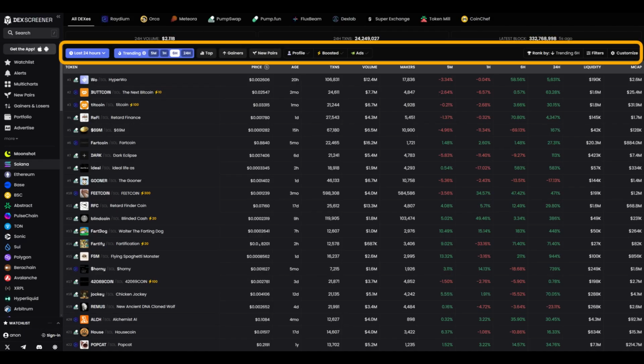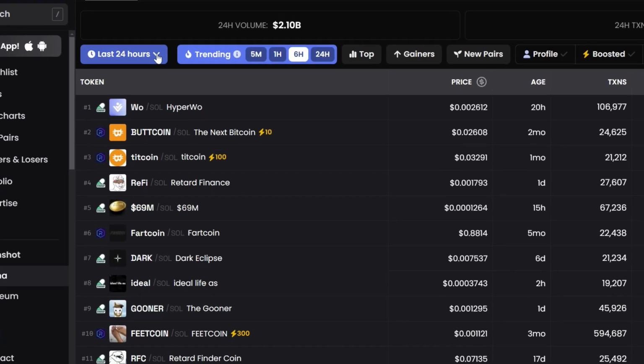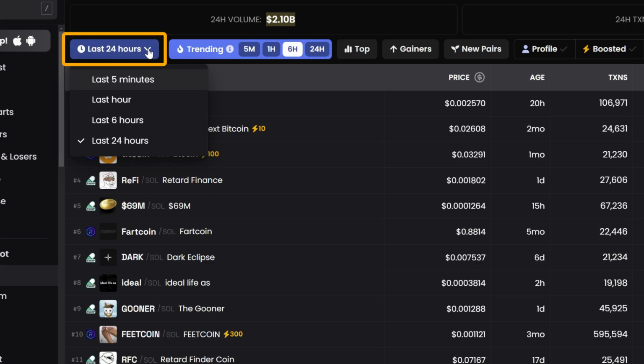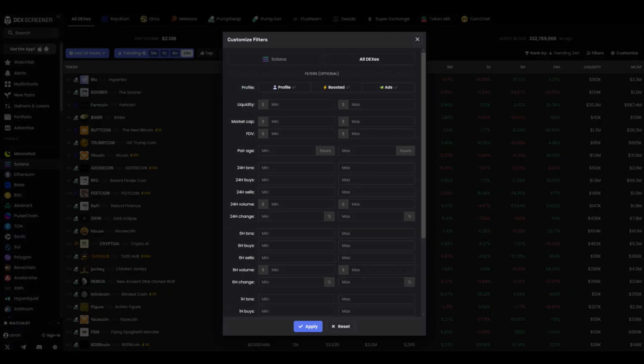Here we find the filters. They help to sift out unnecessary projects and leave only what we really need. The first button is Last 24 Hours. I click on it, and the service shows the tokens that have appeared in the last day. Then I set the parameters. I set the trading volume to a minimum of $1 million. This means that there's already money in the token and it's not dead. I choose liquidity from $50,000.